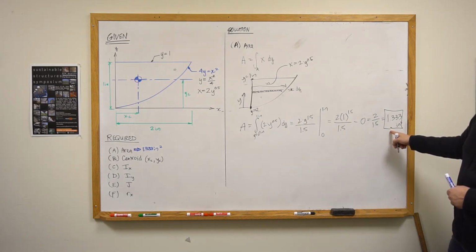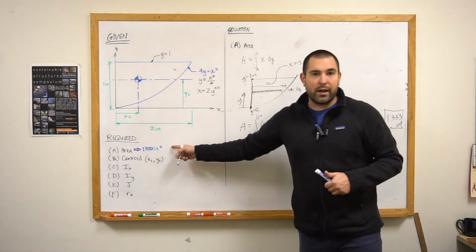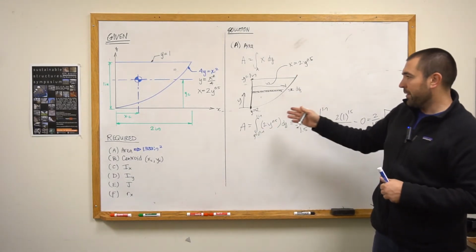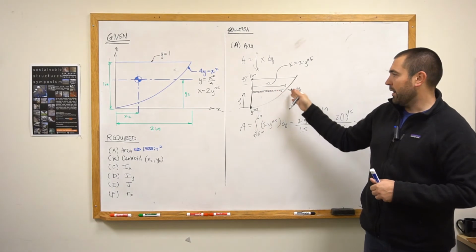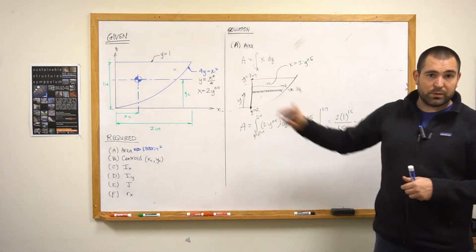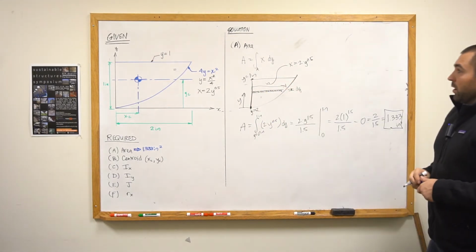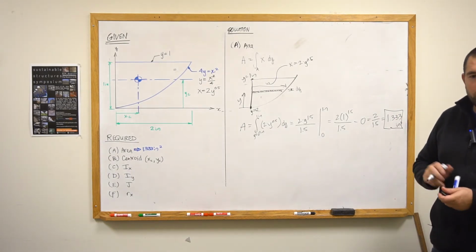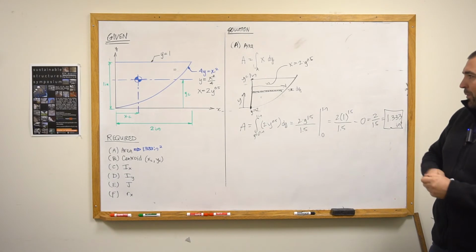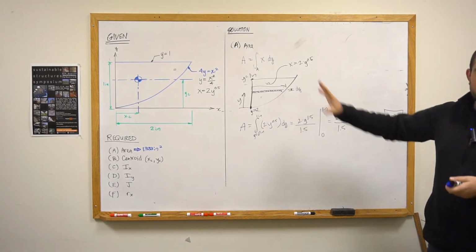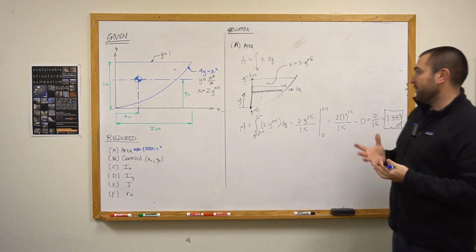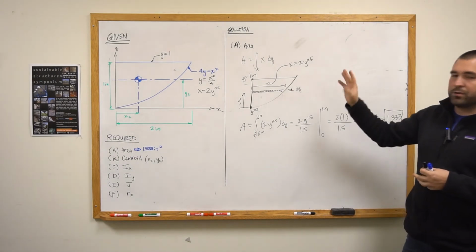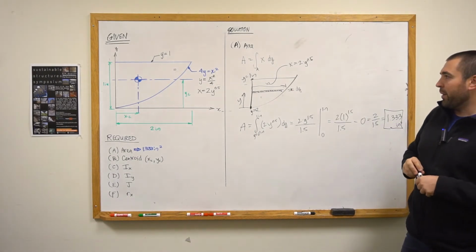1.333 square inches is exactly what I got using the opposite method, where I'm taking a vertical slice as opposed to a horizontal slice. Okay, so that's part A, the area. There are 2 different ways to calculate it, and in fact, we could even change this diagram to be even trickier, but these are 2 relatively simple ways to go about it.